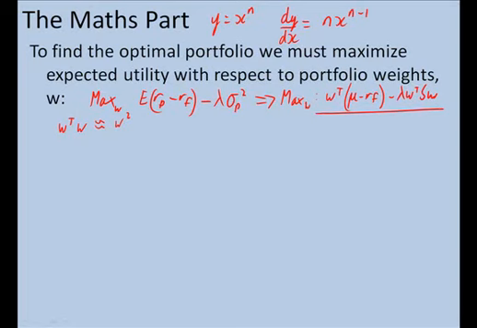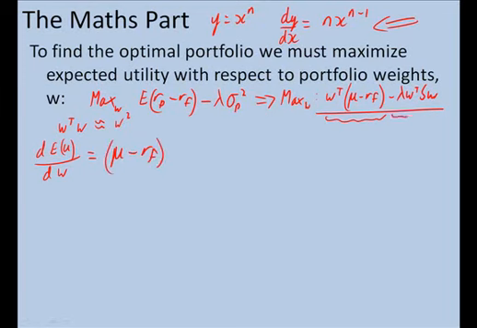What do we get? The derivative of expected utility with respect to W is going to be equal to, consider the first expression, W transpose times mu minus RF. Let's use the formula here to work out what we do. We have W effectively to the power of 1. That means when we differentiate it will be 1 times W to the power 0, which is equal to 1. What we will be left with is mu minus RF.